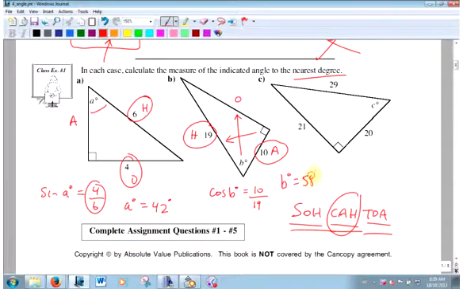Don't forget the degrees. That's the unit. It's not right if you just write 58. It's not 58 meters. Okay?